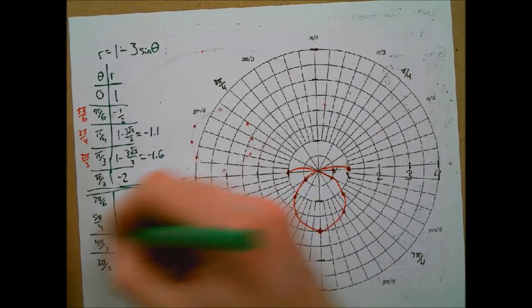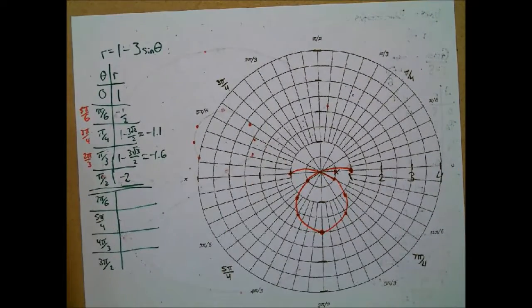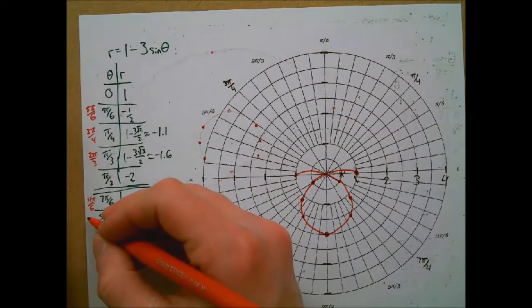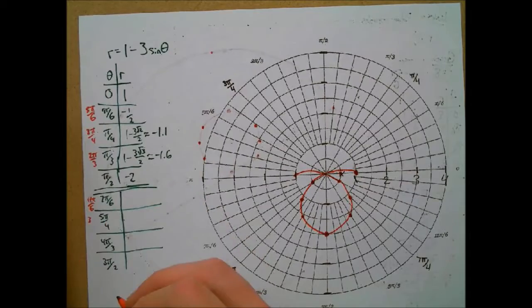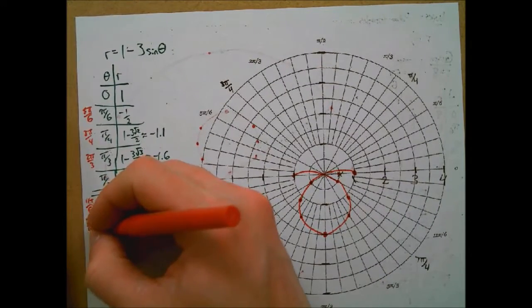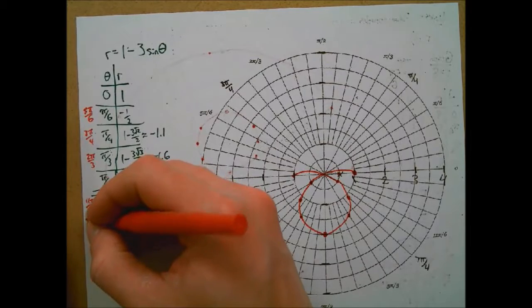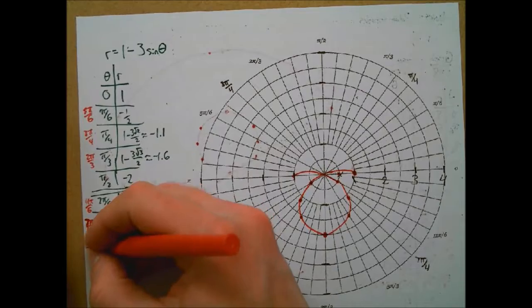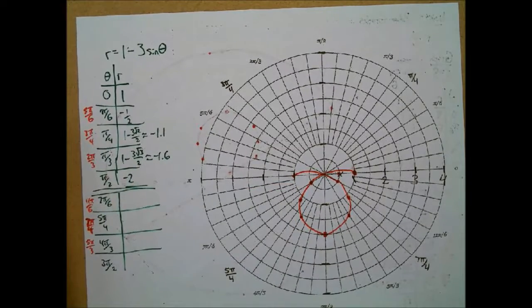Okay, and I won't need to recalculate 5 pi over 3, 7 pi over 4, or 11 pi over 6 because they're going to match up just like the first two quadrants did. In other words, 7 pi over 6 will be just like 11 pi over 6. 5 pi over 4 and 7 pi over 4 will be the same. And then 4 pi over 3 will be the same thing as 5 pi over 3. Okay, and then 3 pi over 2, well, it'll be unto itself there.